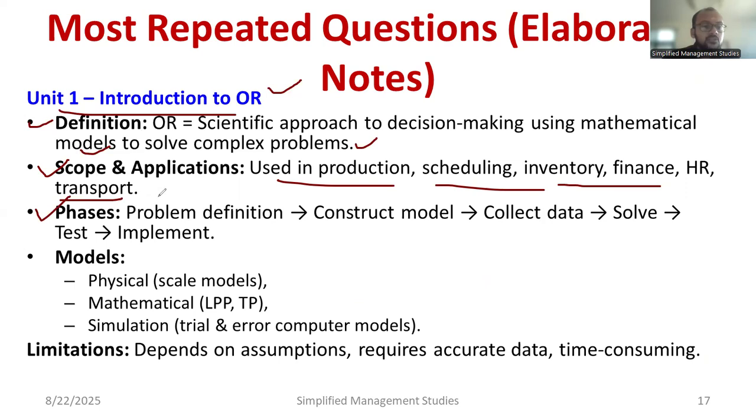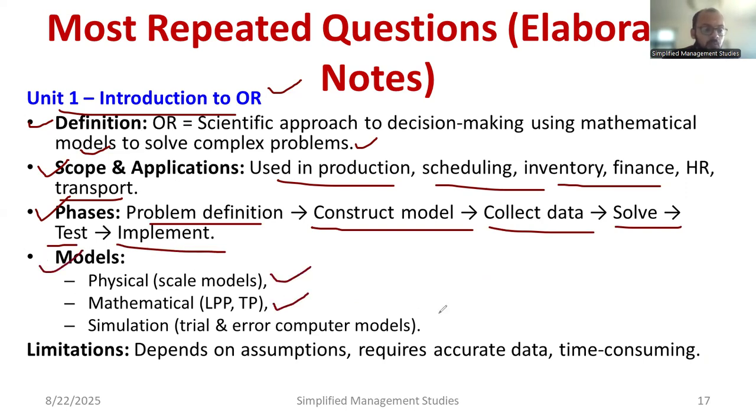Similarly, what are the phases of operations research? Problem definition is the first step. Second is constructing the mathematical model, collecting the data, solving the model, testing the result, and development of the model. What are the different types of models? One is the physical model, another is the mathematical model, third is the simulation model. Physical model means the scale model. Mathematical models are the linear programming problem and the transportation problem. Simulation is actually trial and error computer models.